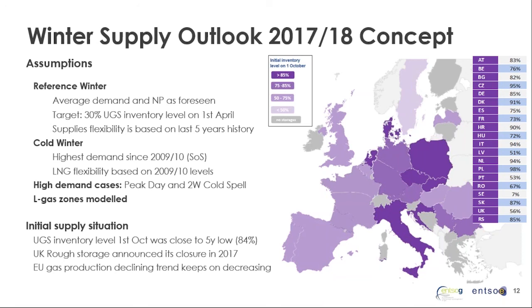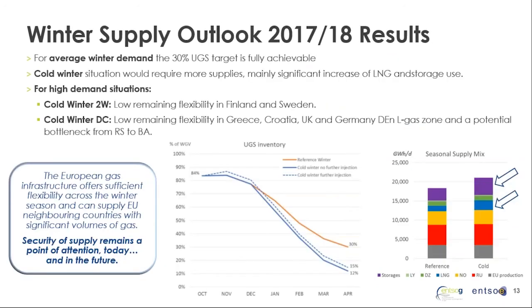So without delay, we look at the next slide with the results. For the average winter, the 30% UGS target is fully achievable, and the cold winter results vary from 50% down to 12% depending on the injection at the beginning of the winter season. Fortunately, this has happened during October, and the storage levels went up to almost 90% at the end of this month.